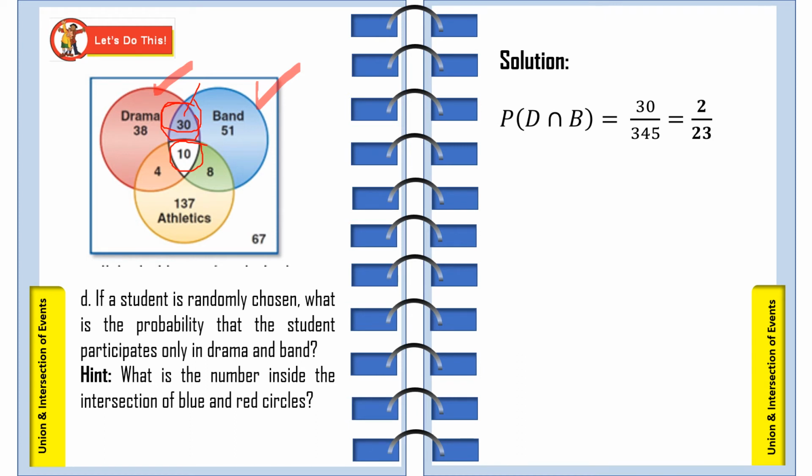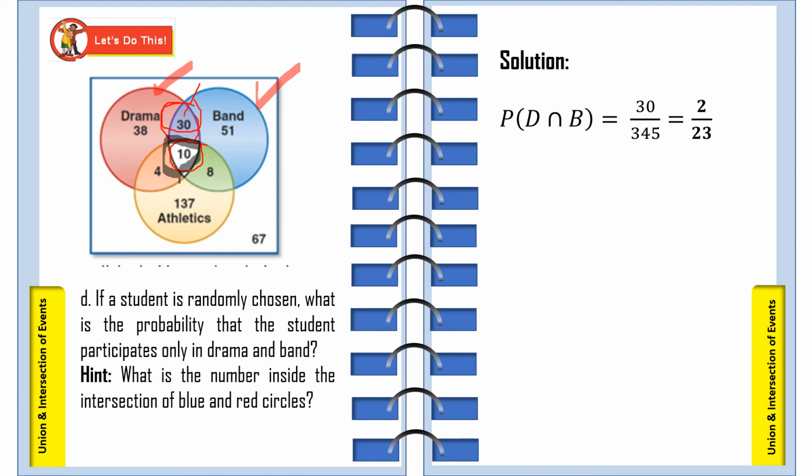Okay, so that's how we solve for the intersection. Hindi yung 10 yung ating pipiliin. Baka maganda, sir, bakit hindi itong 10 na to nasa gitna? Kasi yung 10 na yan, kumbaga sa mga estudyante, talagang multi-talented. Ibig sabihin, yung 10 students na yan, kasama sila sa lahat ng ating mga events, na nasa drama club, band, at saka nasa athletics club. Kumbaga, mga best of the best yan.